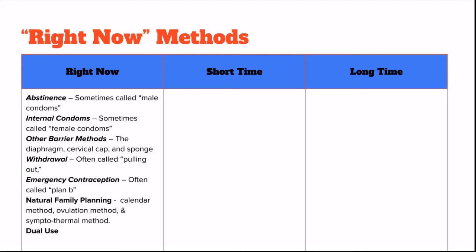There are also 3 different natural family planning methods, one being the calendar method, the next being the ovulation method, and the final one being the symptothermal method. These methods offer no protection against STDs and only have an effectiveness rate of 75% to 91%.